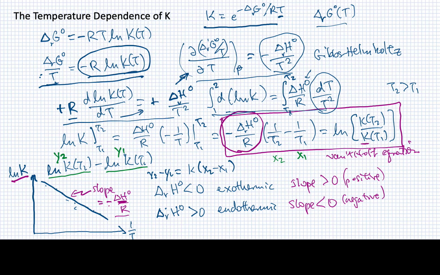Now, I want to point something out, and that is, since we're graphing versus 1 over temperature, we need to be careful about how we analyze this. When I look at the temperatures along the scale, this end is large temperature, and this end over here is small temperature. So in effect, for the endothermic case, I've got K getting smaller as T is getting smaller, and K is getting larger at this end as T is getting larger. So in the case of endothermic reactions, K increases with temperature.